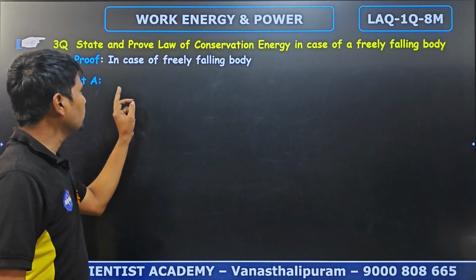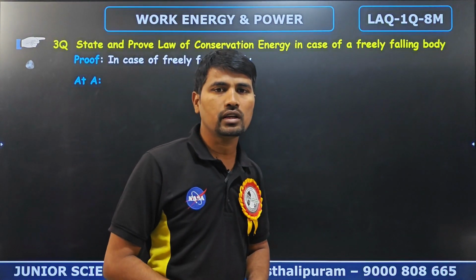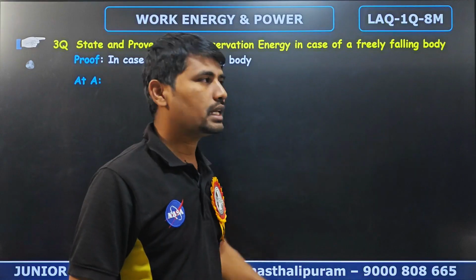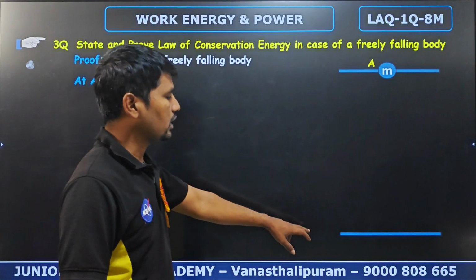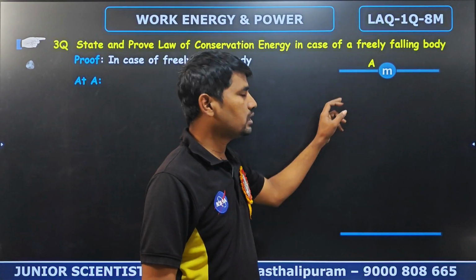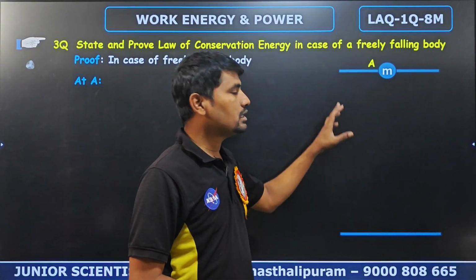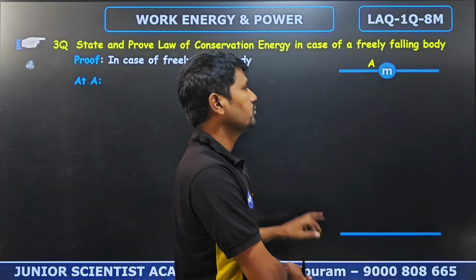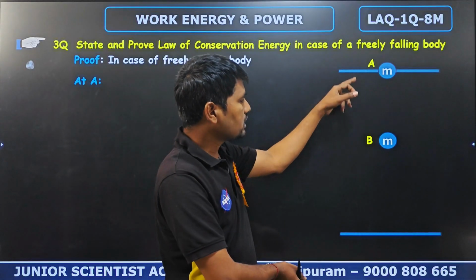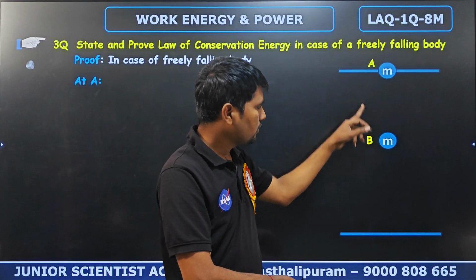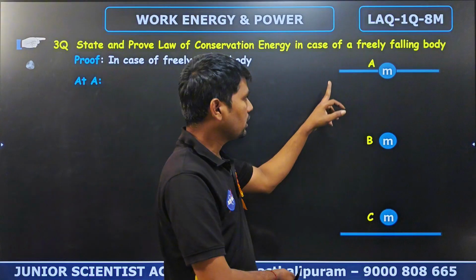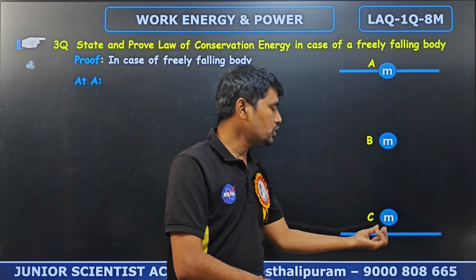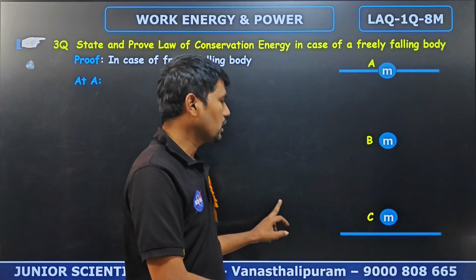Here, proof. What we have to prove here in case of a freely falling body. In case we release an object from a certain height, like this. So this is the object of mass m. It is released from a certain height. This is the ground, and the certain height at a point a. So after some time it reaches point b, then after some time it reaches the ground. This is the position c before reaching the ground.